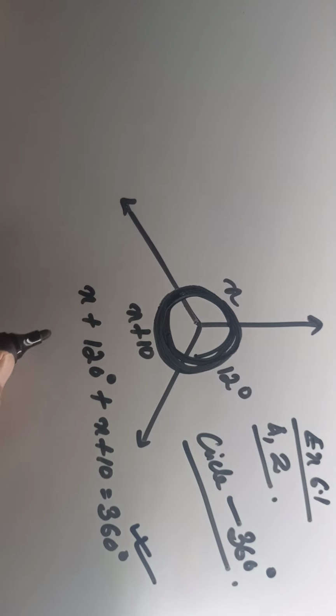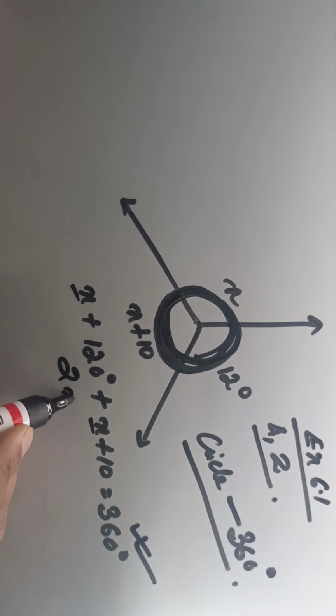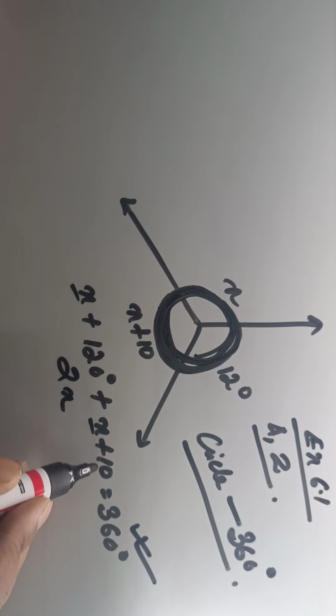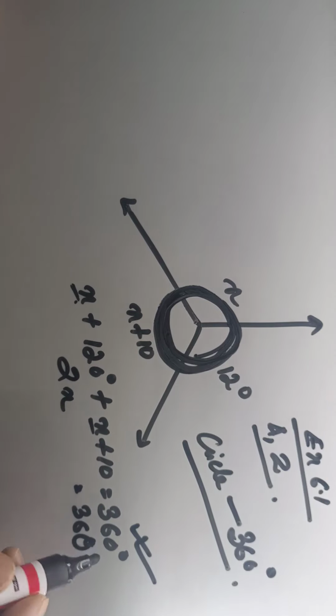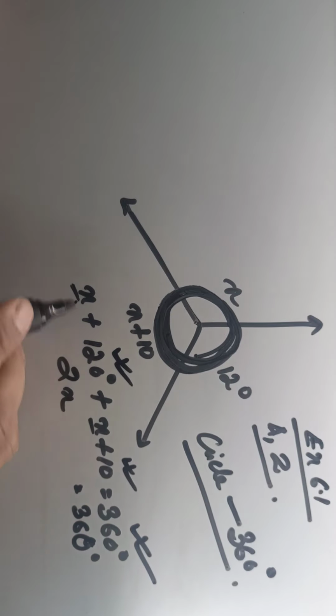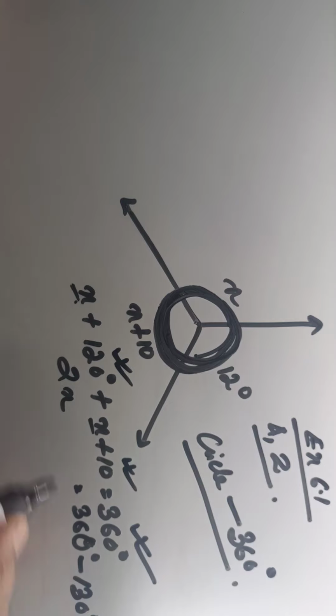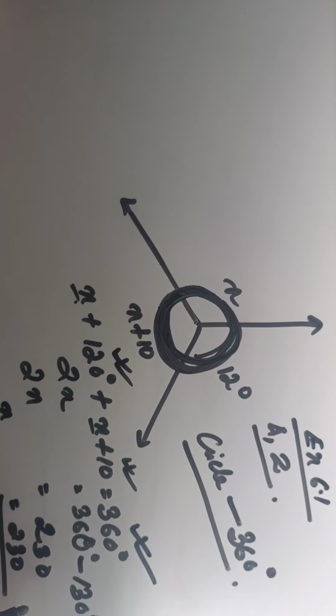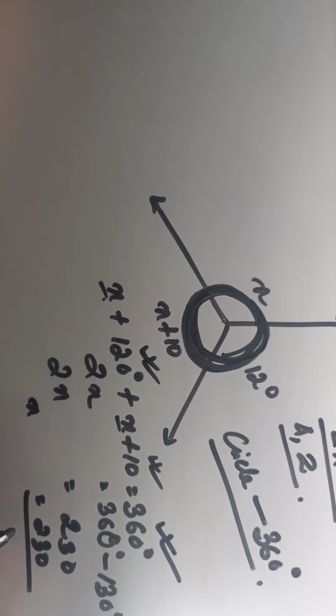Now you can see here x and x, so I can write 2x, plus 120 plus 10, is equal to 360 degrees. 120 plus 10 would be 130. Move it to the other side, minus 130. So 2x would be 230. So x would be 230 divided by 2. So x is equal to 115 degrees. Okay, x is 115 degrees.